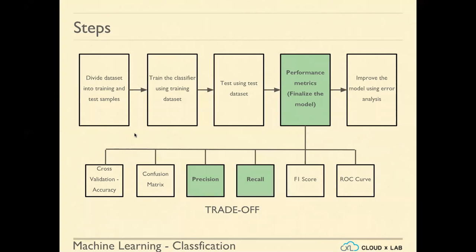So far, what we have done is, with respect to the MNIST data, we have divided the data set into training and test samples. Then we trained the classifier using the training data set, and we tested using test data. And then we tried to understand how to measure performance. We created something called a confusion matrix. Then we computed the precision and recall out of the confusion matrix.